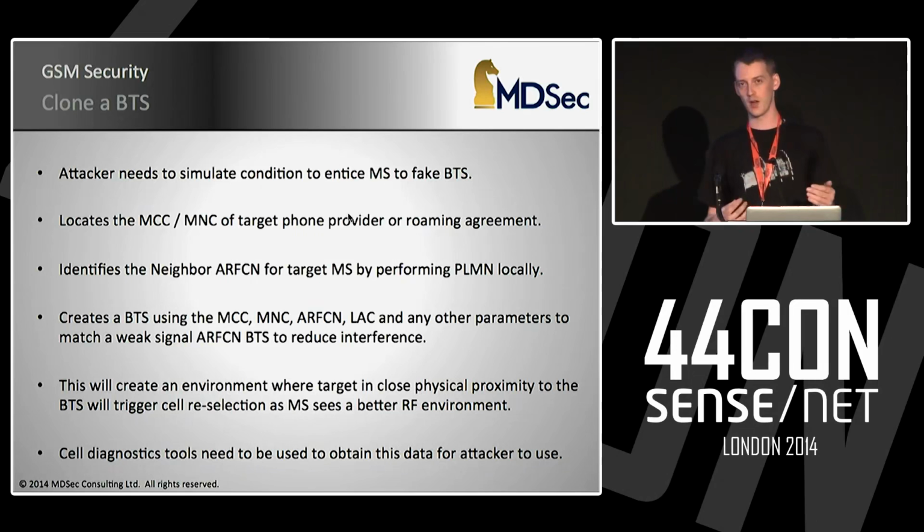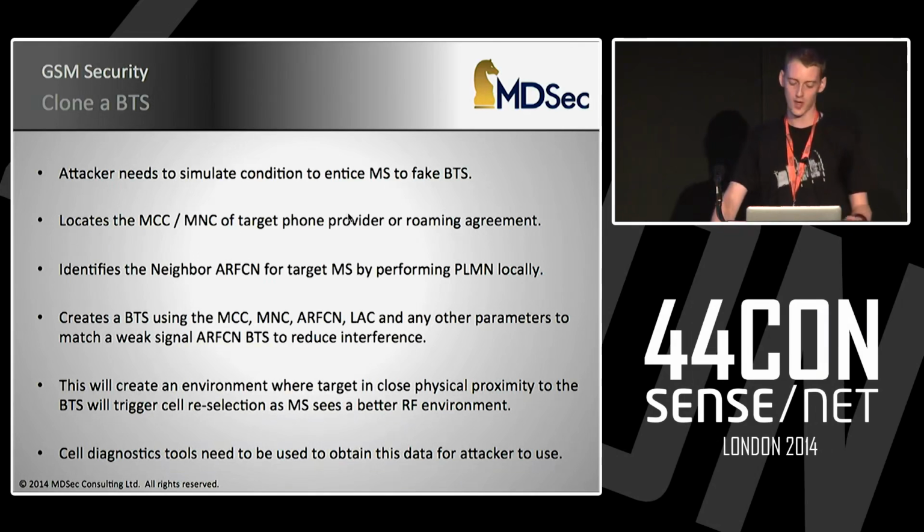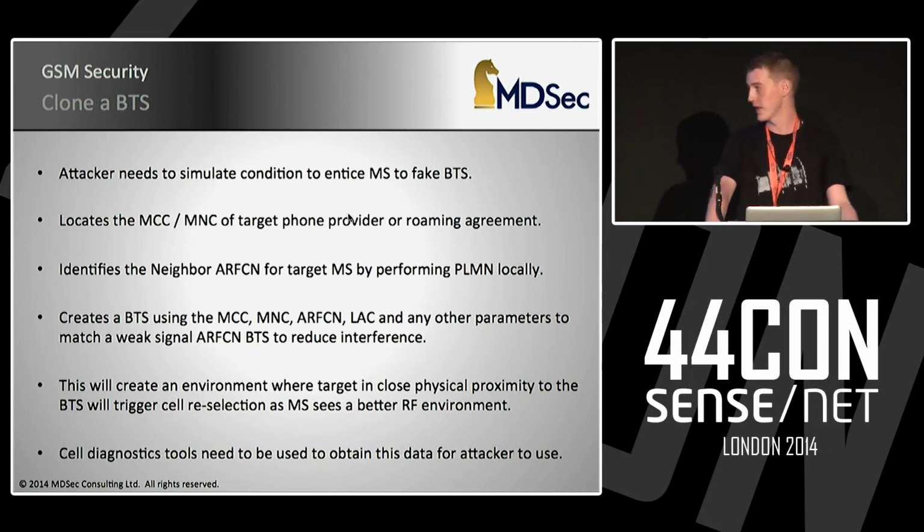The phone is going to attempt to join it, but wouldn't actually be trying to join the original cell, as we would be broadcasting on the same frequency. This creates an environment where a target who is in close physical proximity to the BTS will trigger cell reselection, as the mobile station will essentially see this better environment. So the cell diagnostics tools that we discussed before are what you would use to obtain these parameters to create that environment in a physical locality of your target.